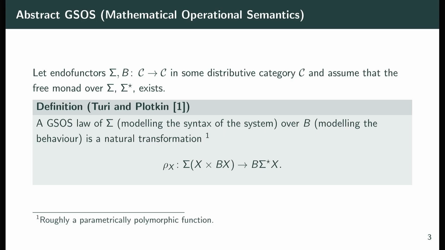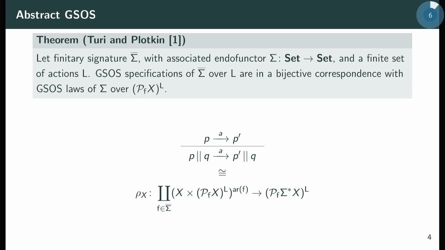Now, a natural transformation is a parametrically polymorphic family of functions, like indexed on X here. And this might look a bit cryptic here, but I will try to explain it to the best of my ability. So let's see. Turi and Plotkin, one of their fundamental results was that given some signature or endofunctor, whatever you want to call it, and a finite set of actions L, they said that GSOS specifications, so the concrete languages, they are in a bijective correspondence with GSOS laws of sigma over this kind of behavior, which represents non-deterministic transition systems.